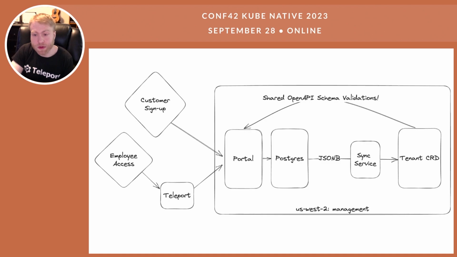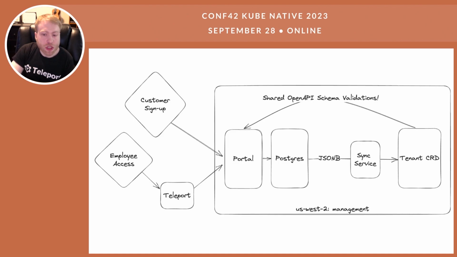On top of this, I mentioned earlier that we wanted to store customer data in Postgres, right? So we built the configuration storage into our customer portal. When customers sign up, or when employees want to manage customer information, obviously through Teleport, all the data is stored in Postgres. But the data that needs to live on the cluster as well is stored as a tenant custom resource in JSONB in Postgres.